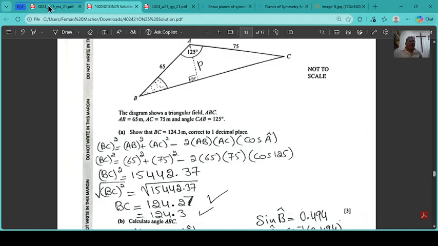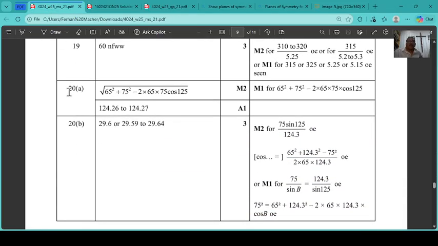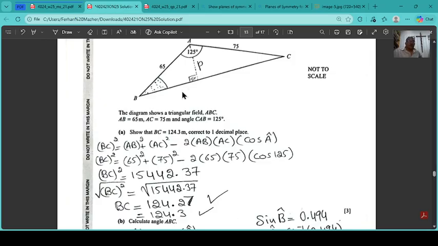I hope you understand this, and this is how question number 20 part A is done. It's a 3 marks question. We have used the law of cosine, and now we know this BC side.